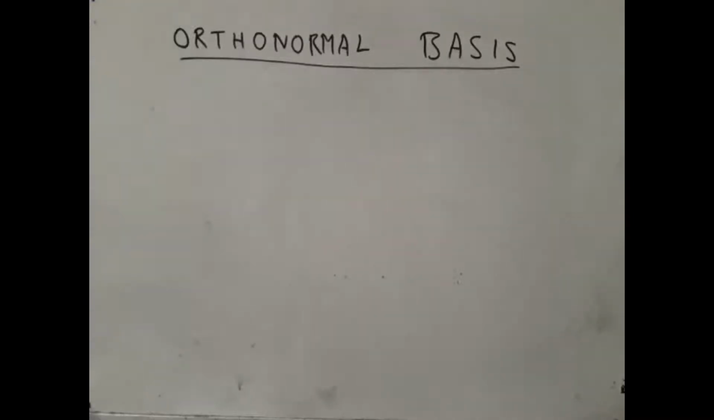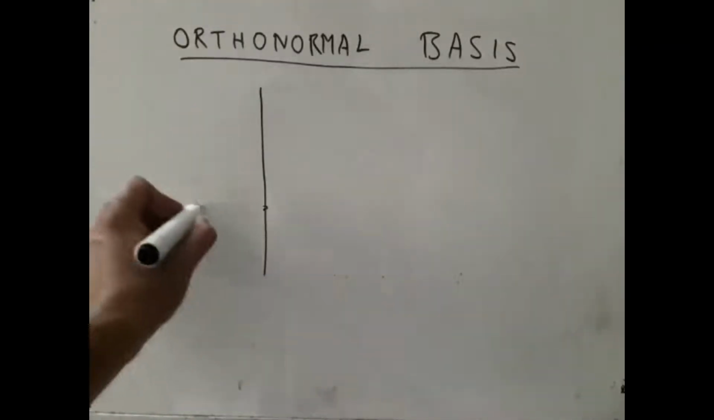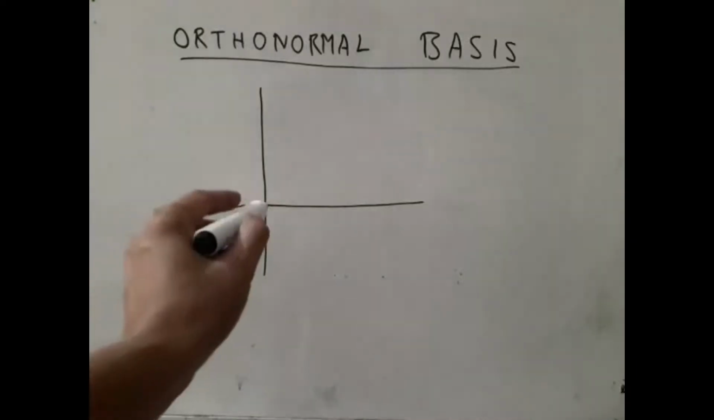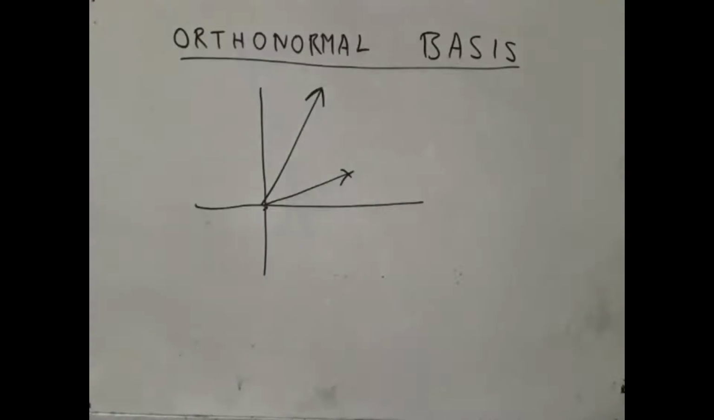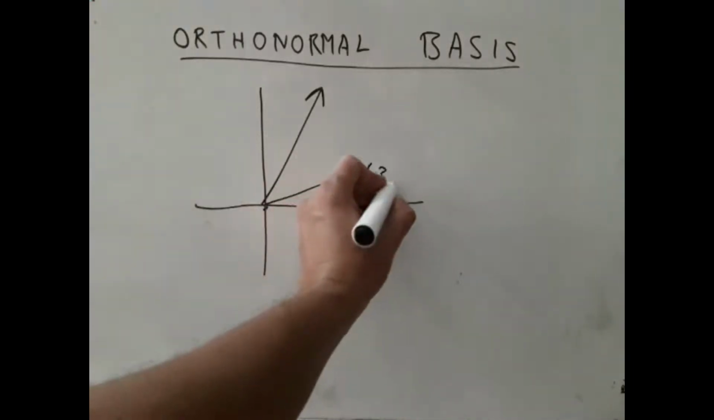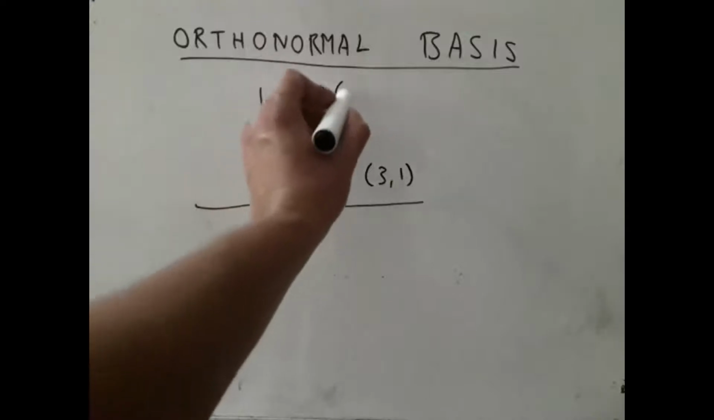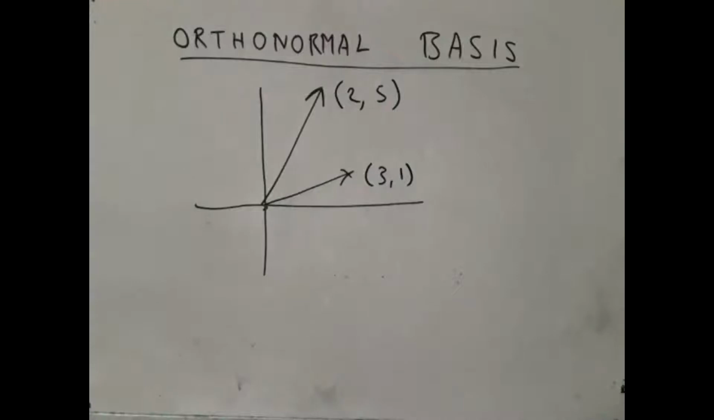Let's take an example. Suppose I take R2, suppose this is the origin and these are my two axes. I give you two vectors like this. In that case, you know that they form a basis of entire R2. So if I give you any two bases, for example, suppose I give you (3, 1) and this one is possibly (2, 5), then since they are not along the same line, they are linearly independent and the dimension of the space is 2, and I have already given you two linearly independent vectors, so they constitute a basis.